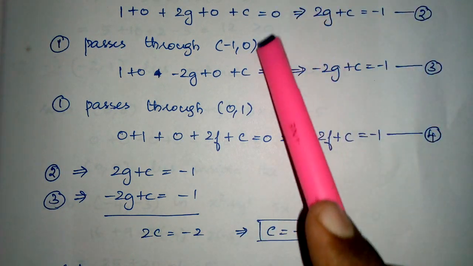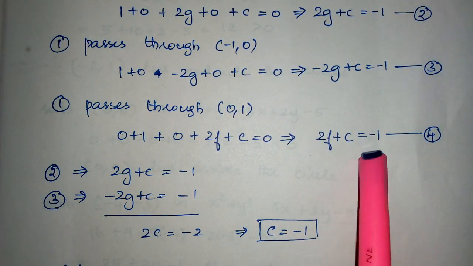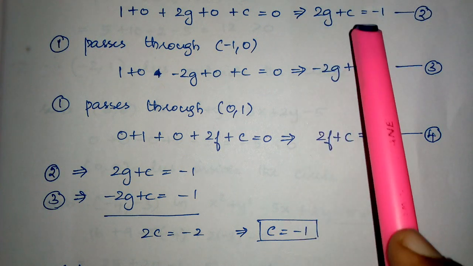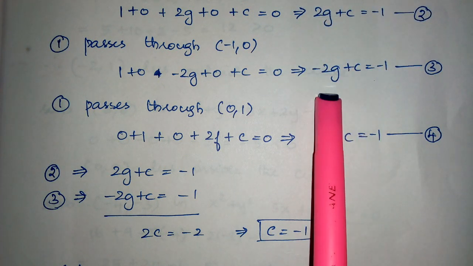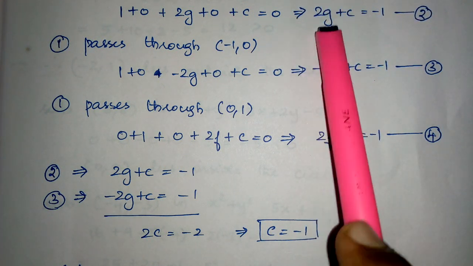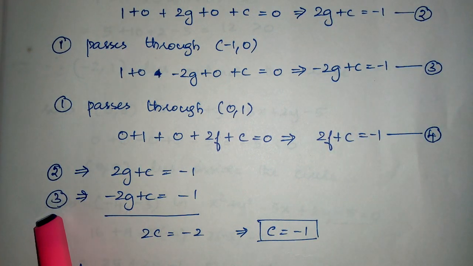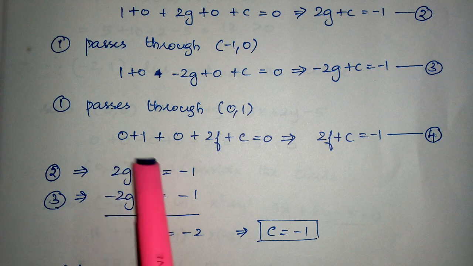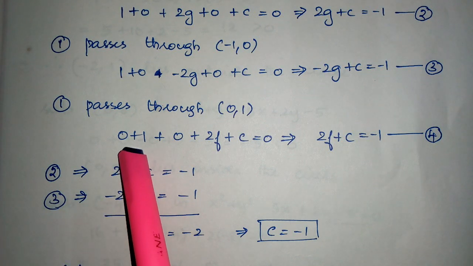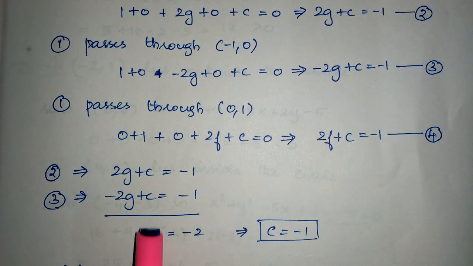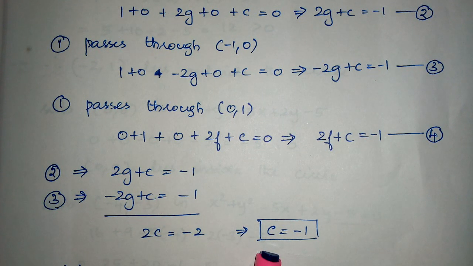Now we have to solve these equations and find the values of f, g and c. Luckily we see here 2g and -2g, so these can be easily cancelled. So I have taken equation 2 and equation 3 here. Adding the 2 equations, 2g and -2g cancel. c + c is 2c. -1 + -1 is -2. Therefore c is equal to -1.